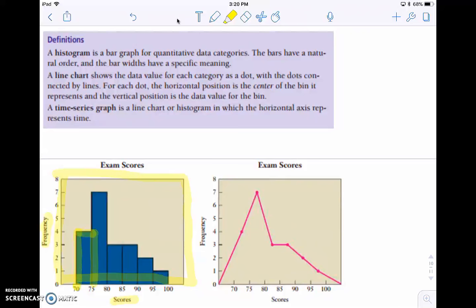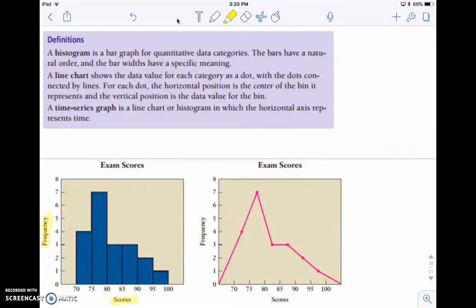from 70 to 75 there were 4, and then between 75 and 80 there are 7 data points. 80 to 85 there are 3, and then 3, 2, and then 1. That's just a clean way to look at a set of data. Again, that's a frequency histogram, which is just a bar graph that we use to represent data.